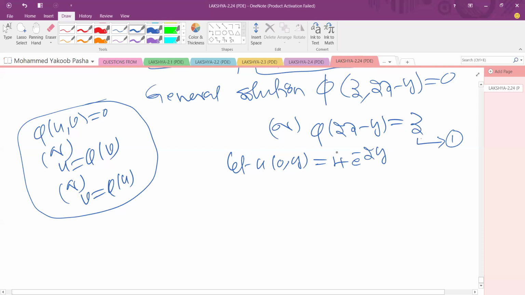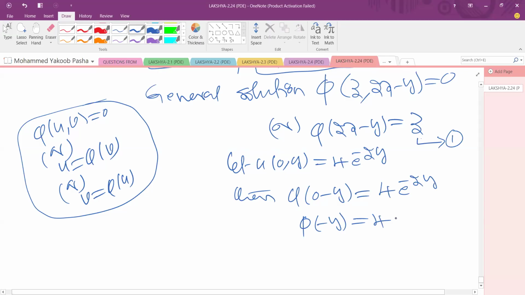So use this boundary condition here. That means x is equal to 0, y as this. So phi of 0 minus y is equal to 4 into e power minus 2y. Okay, 4 into e power minus 2y. This is nothing but phi of minus y is equal to 4 into e power 2 into minus y.